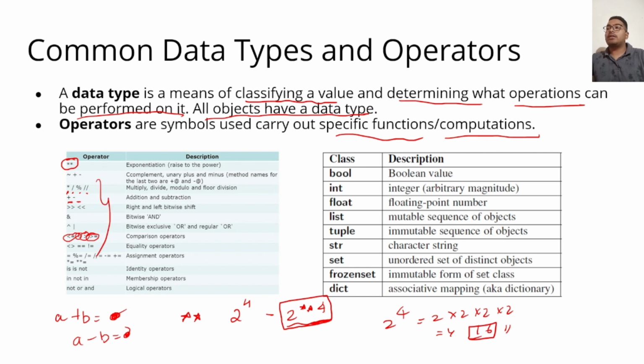Next, what are the data types? These are the data types that we have in Python: Boolean values, which are true or false, integer, float, list, tuple, string or str, set, frozen set, and dict, which is nothing but the dictionary. I hope you know what data types and operators are. Operators are these, and the different data types that Python can hold are Boolean, int, float, list, tuple, str, set, frozen set, and dict.